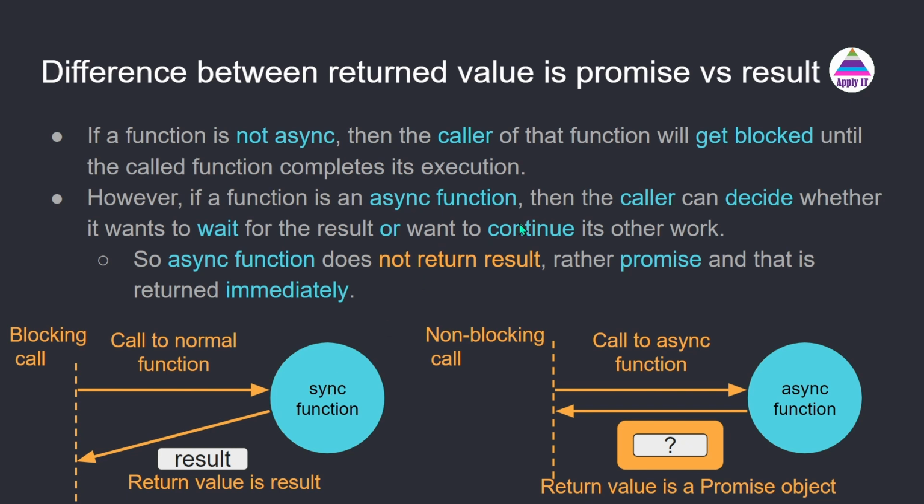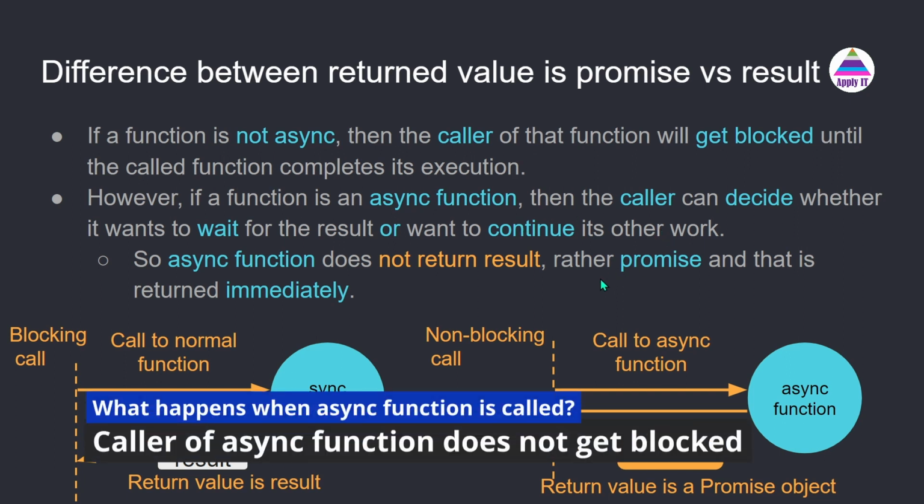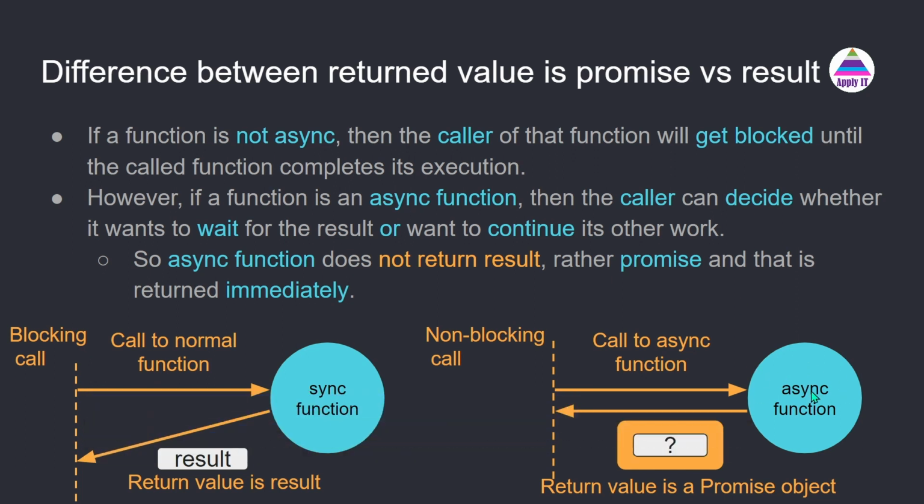But if the function is an async function, then the caller can decide whether it wants to wait for the result or continue with some other work. That is shown here, that an async function is not going to return the result, it is going to return a promise object, and the result itself will be placed in this. Whenever that result becomes available, it will be placed in this promise result data member of the promise object using the resolve and reject functions that were provided as input to the executor function. So an async function does not return the result, rather it returns a promise, and that promise will be returned immediately.